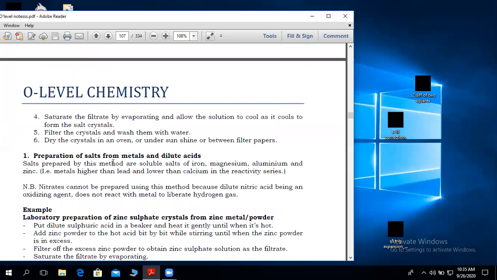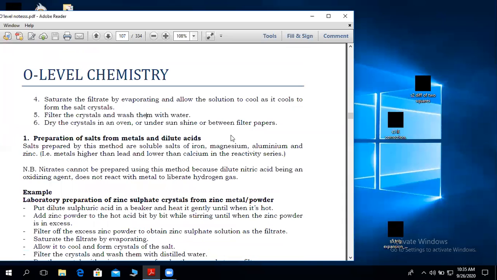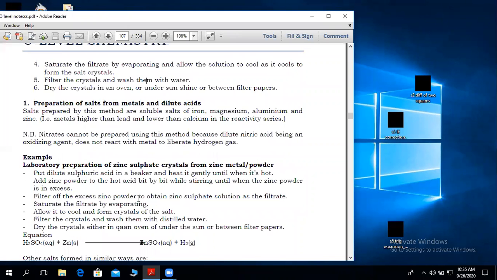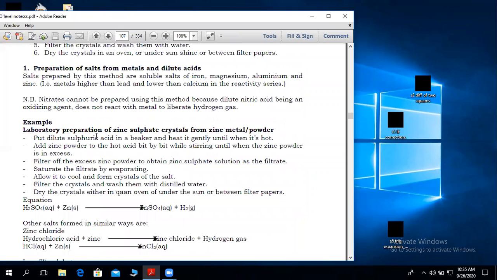So, preparation of salts from metals and dilute acid. Now here I said, if you want to prepare zinc sulfate, for example, then the metal you are going to use is zinc. But the acid should be sulfuric acid, which contains a sulfate. Don't prepare zinc sulfate using hydrochloric acid. Will you get zinc sulfate when you are using hydrochloric acid? The answer is no. So for zinc sulfate, you must use sulfuric acid.